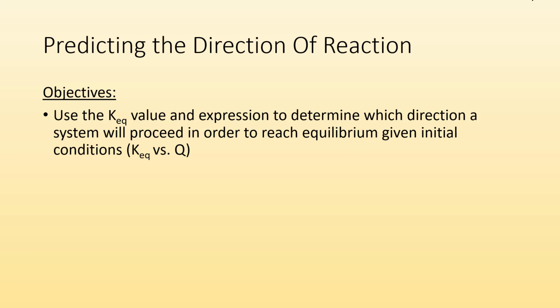This time we're going to take a look at predicting the direction of reaction. So objectives will be to use the KQ value and expression to determine which direction a system will proceed in order to reach equilibrium given initial conditions. Or, if you want to put it simply, KQ versus Q. And we'll get into what those mean right now.